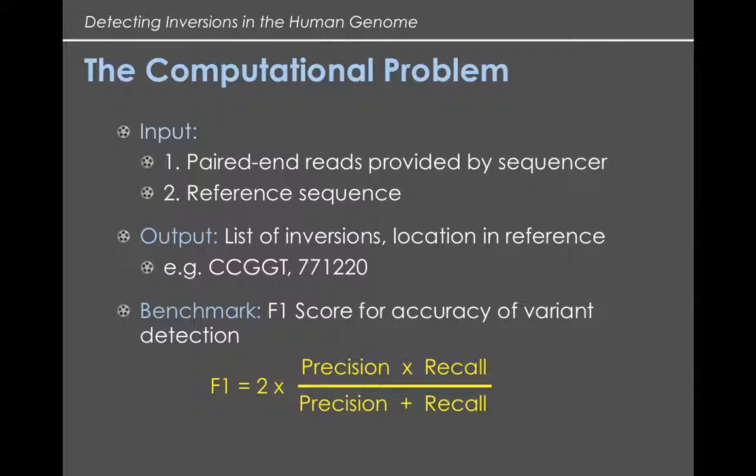So the computational problem we have here is detecting inversions based on reads given to us by a sequencer, mapping these reads to a reference, and detecting the differences between the donor sequence and the reference sequence. The output consists of the inversion nucleotides and the location in the reference. The way that we're scoring the accuracy of the output is the F1 score.